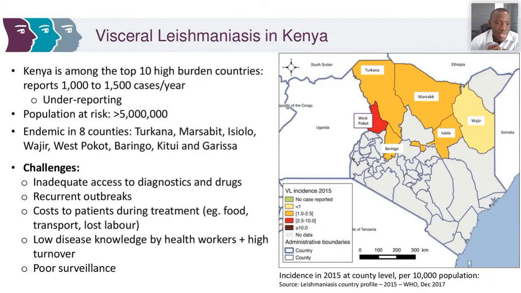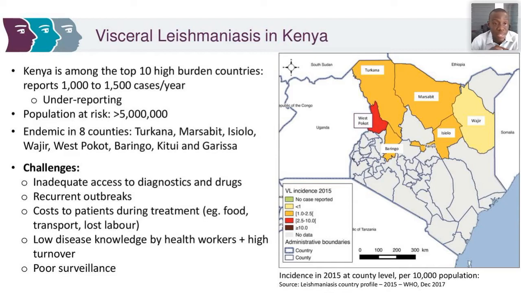Kenya is one of the top 10 high burden countries in the world, and it reports roughly 1,000 to 1,500 cases every year, although this is believed to be underreported. The disease is endemic in 8 counties. It used to be 6 counties: Turkana, Marsabit, Isiolo, Wajir, West Pokot, and Baringo. Last year, there was an outbreak in Kitui and Garissa, which have been added. And this year, we're hearing of cases being reported in another county. So the epidemic situation keeps varying from year to year.